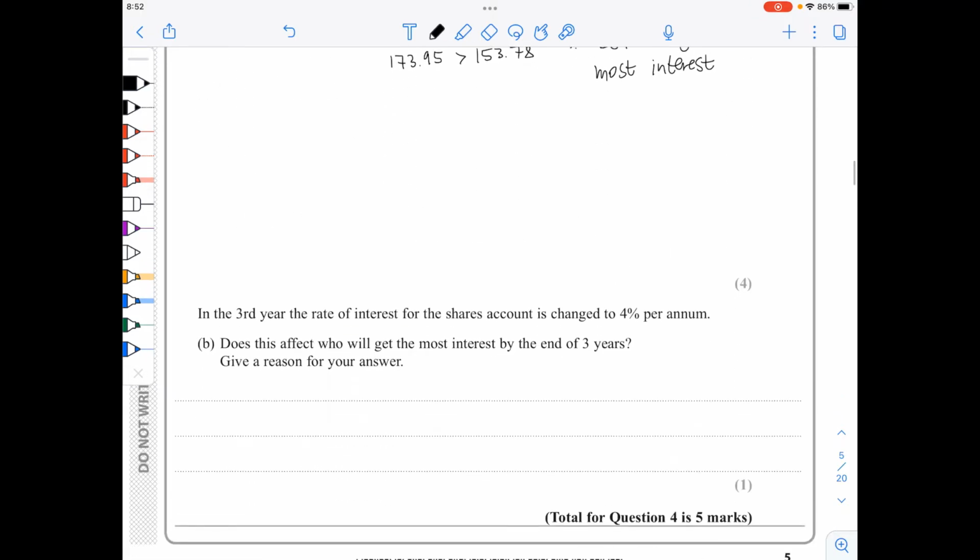In the 3rd year, the rate of interest for the shares account is changed to 4% per annum. Does this affect who will get the most interest by the end of 3 years? Give a reason for your answer.